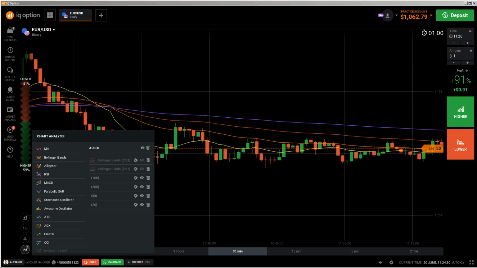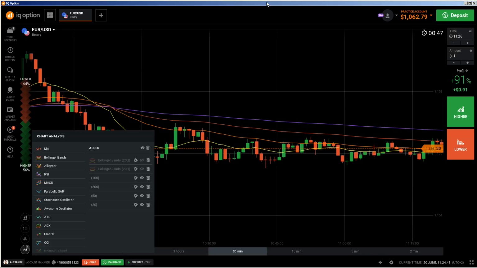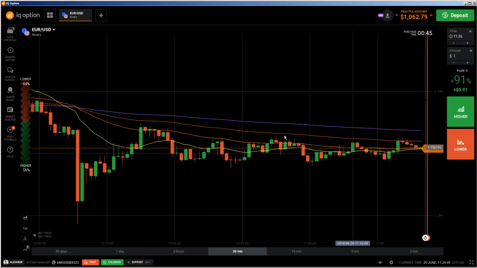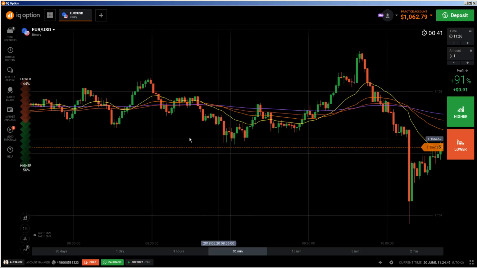So we have now discussed those two. Now we are talking here about the flatness. Yes, it's the flatness. The ranging market is the same stuff like I have explained here with the consolidation, only that they are wider from each other. So where do we have this kind of flat market? The flat market is here.